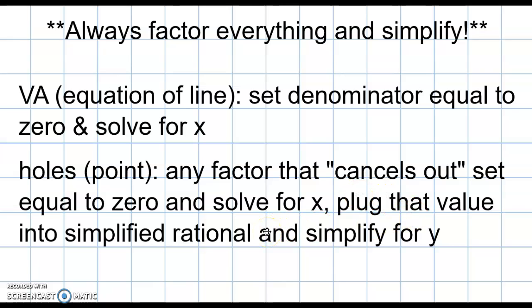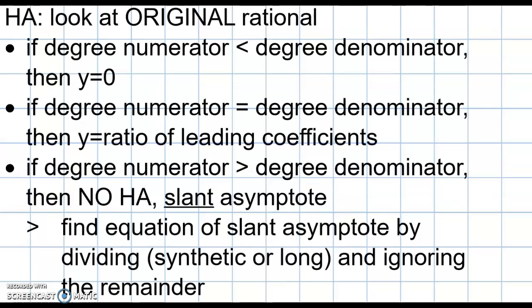So after we cancel it out, the resulting rational, we plug it in there and then simplify to find our y coordinate. And then we'll literally draw a little circle right there to show that the graph doesn't exist there, but it exists all the way up to it and right after it. The horizontal asymptote for these is going to be a little bit different than what we did in the transformed parent functions. It's all based on the degree of the original rational.